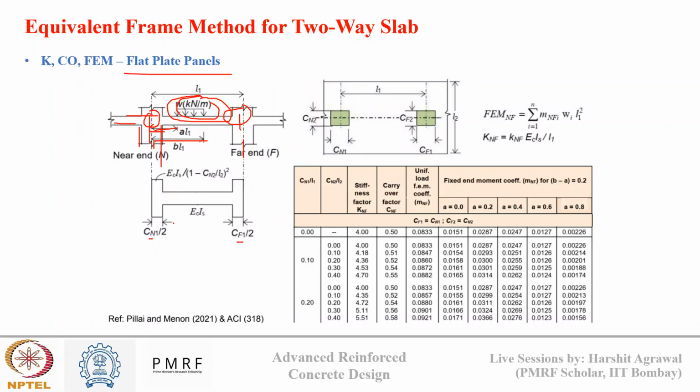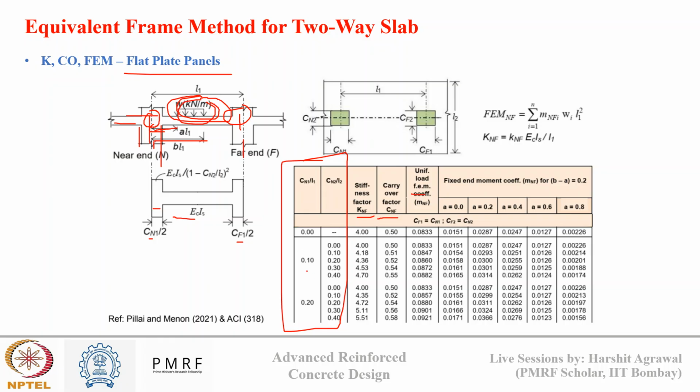Okay, so based on the value of the width of the column at the near end and the width of the column at the far end, and the transverse lengths L1 and L2, the ratio of these values and the uniform loading condition, we can calculate the value of K, the carryover factor, and the FEM value. So for this, there is this chart given in the code.